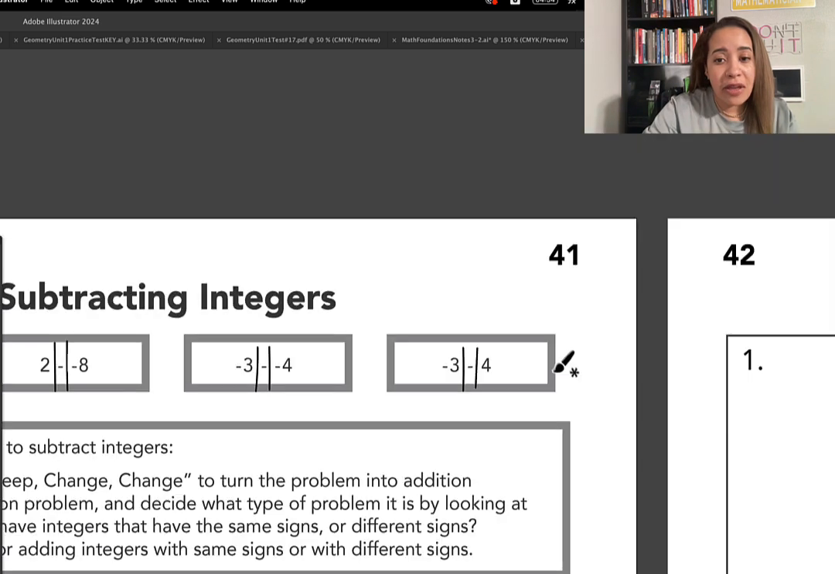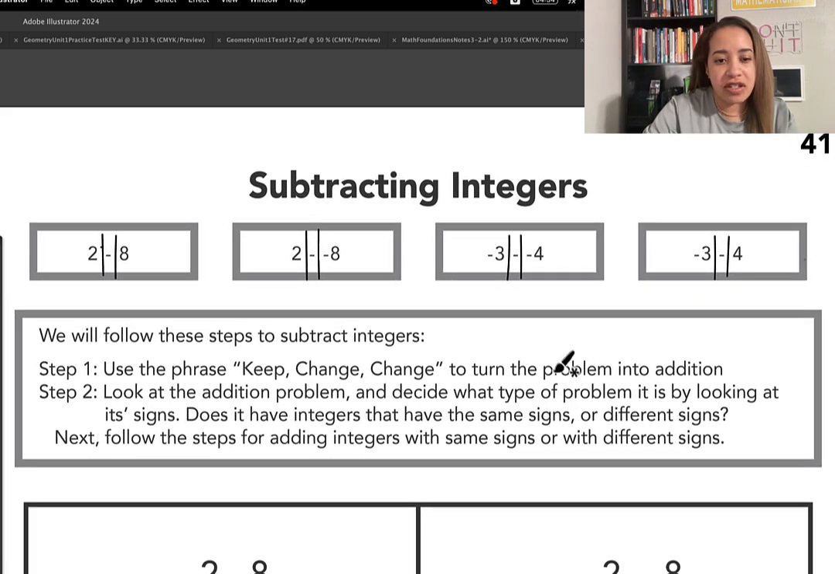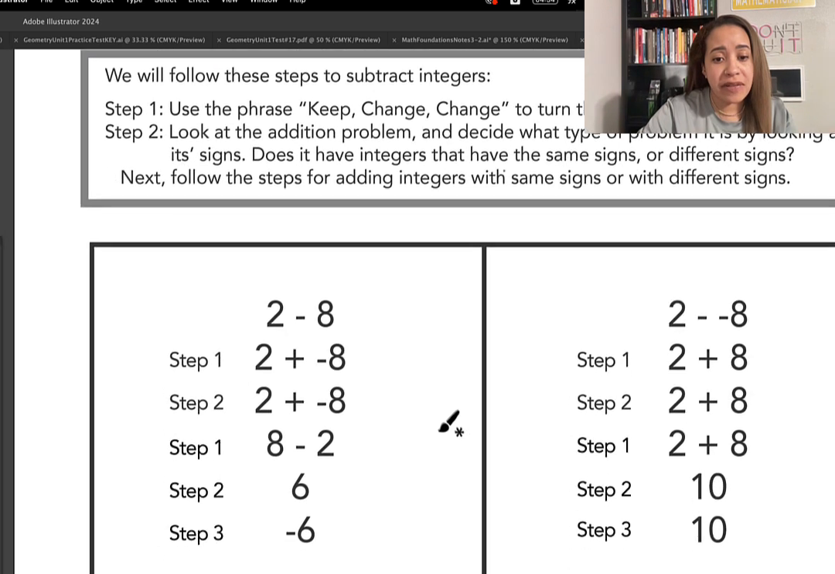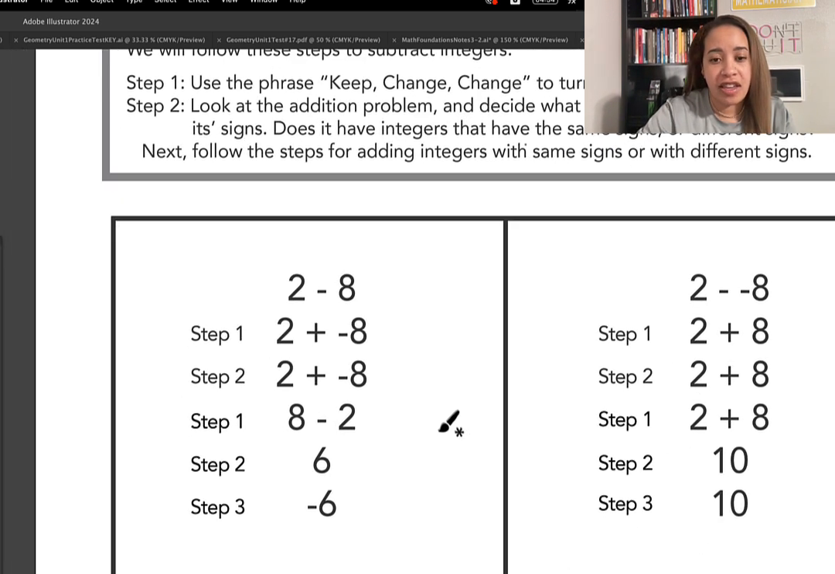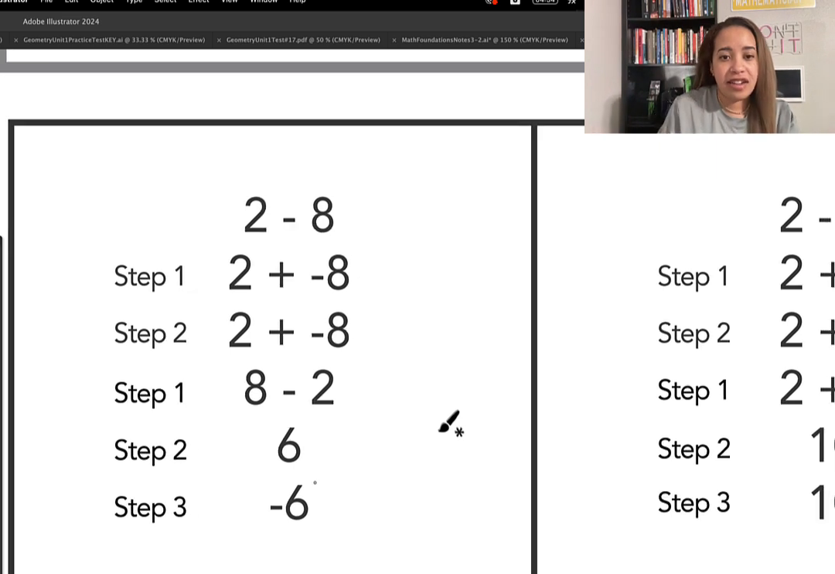So let's talk about the steps that we need to do to subtract integers. The very first step is that we will use the phrase keep, change to turn our subtraction problems into addition. Once you do that, you will be able to follow all of the addition steps that you practiced before. So let's do some of these problems from start to finish. So we'll look at the problem 2 minus 8.